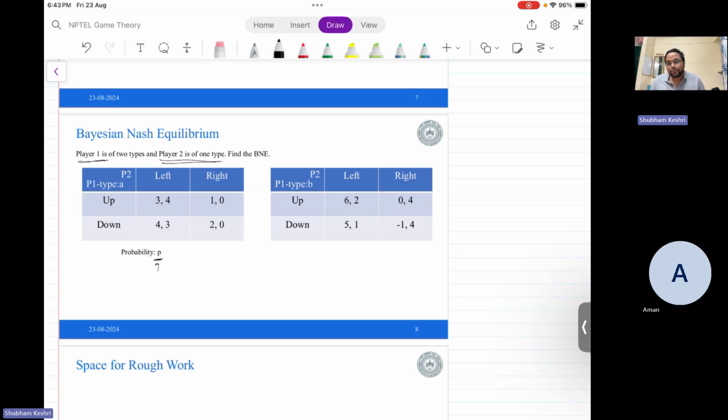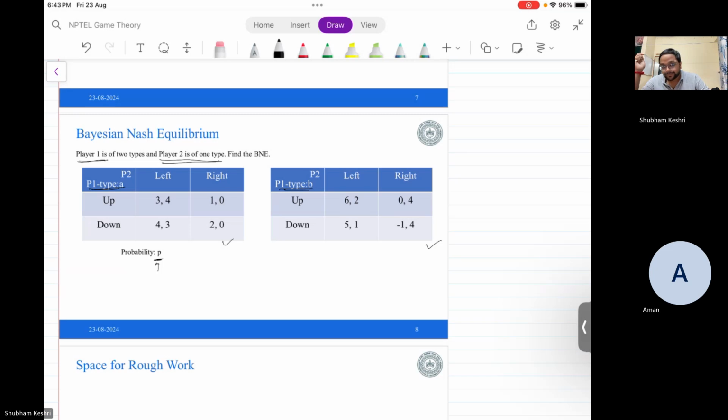Alright. So you have to find this probability P, and then for that probability you will be able to find out the Bayesian Nash equilibrium. Player 1 can be of type A or type B, and player 2 is of 1 type only. Right? And all the payoffs are given for both the players. We will do exactly the same thing. For player 2, we will have to find out the expected utility he is getting. And then we will see what is the Bayesian Nash equilibrium.